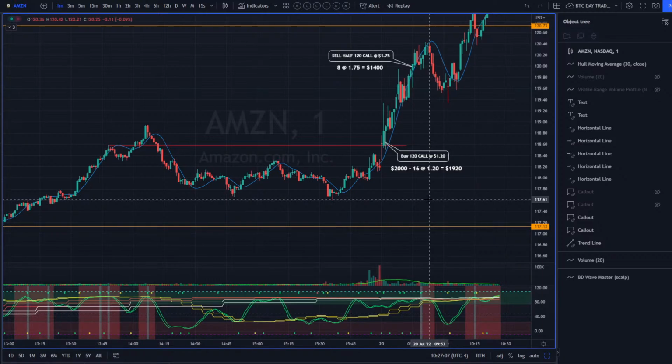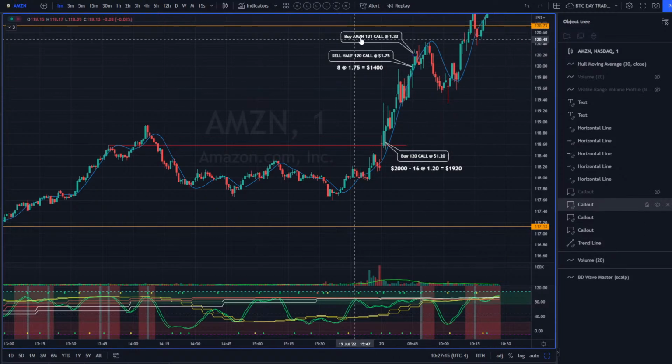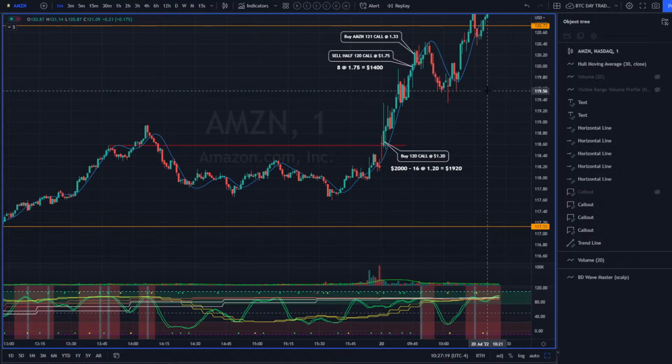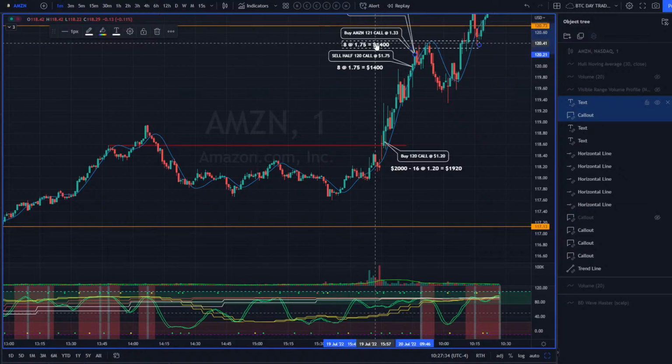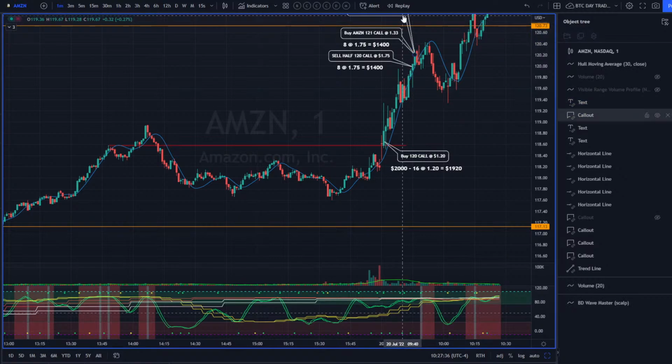So then what do we do? We see the price continuing to go up. We're getting close to this key level. It still looks strong, so we're going to decide to roll into another trade. Keeping in mind, we still have $500 in the 120 call, but instead of putting $2,000 in, we're going to cut that in half. We're only going to put $1,000 into this trade.